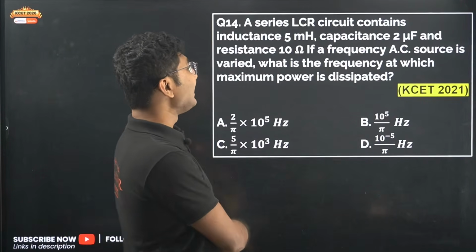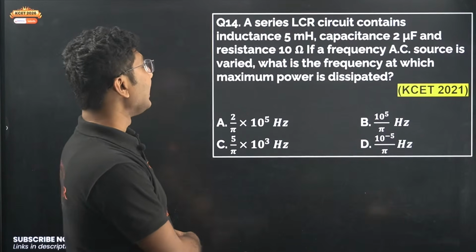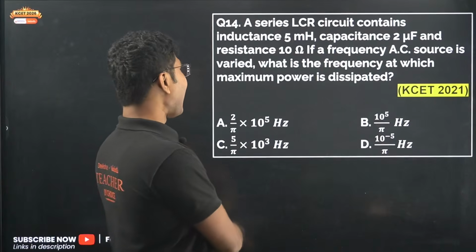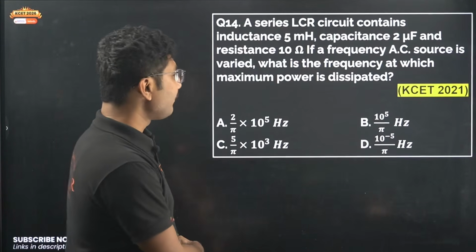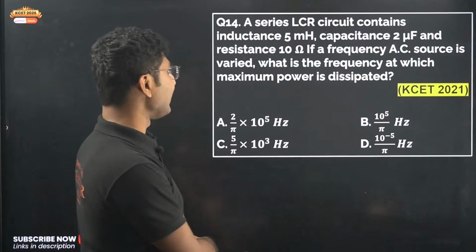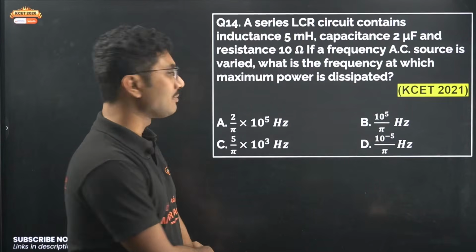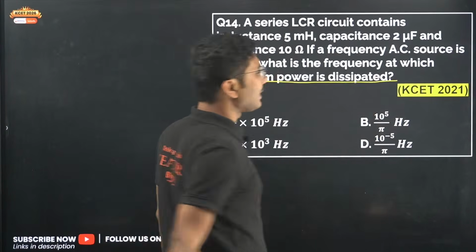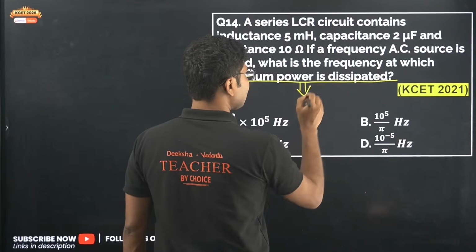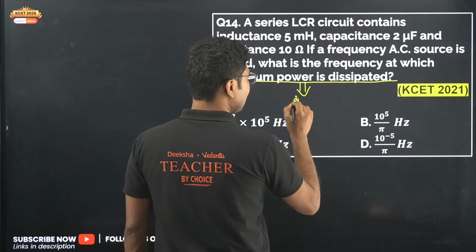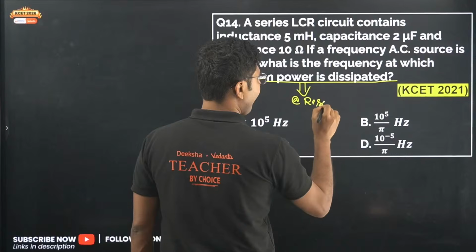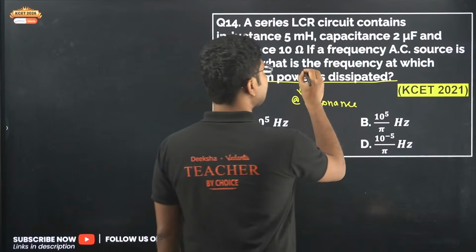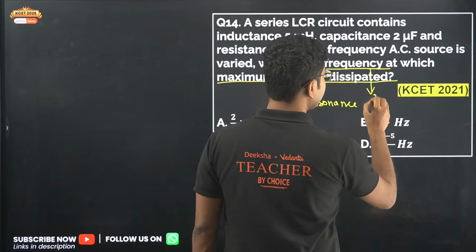Let's see. A series LCR circuit contains inductance 5 millihenry, capacitance 2 microfarad and resistance 10 ohm. If the frequency of the AC source is varied, what is the frequency at which the maximum power is dissipated? Just the language is changed. We should remember that maximum power is dissipated at resonance. So basically the frequency they are asking for is the resonance frequency.